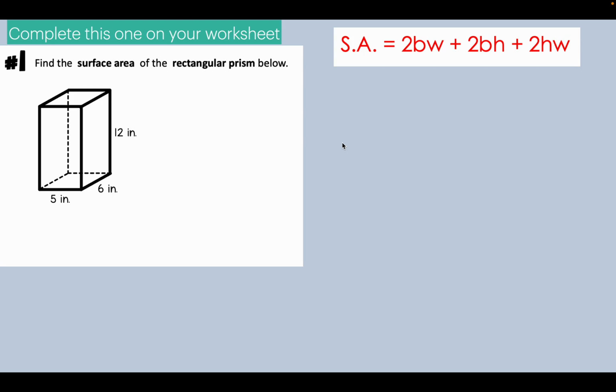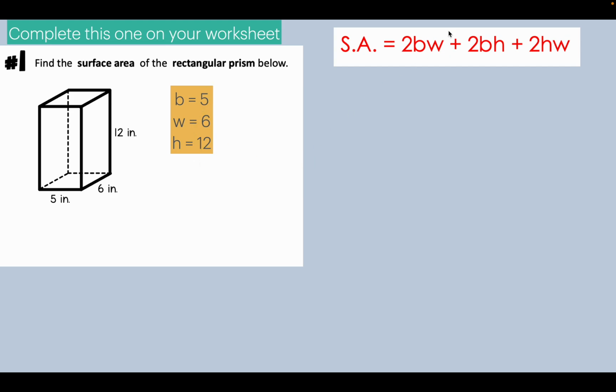So we have to look at the shape and know what my base is, my width is, and my height is. Just know when you're finding the surface area of a rectangular prism, all the numbers will be multiplied by each other. 5 will be multiplied by 6 as well as multiplied by 12. 6 will be multiplied by 12 as well. So all 3 of these numbers will be multiplied by each other.